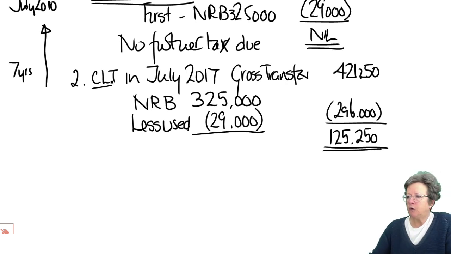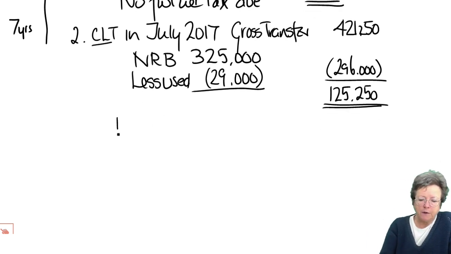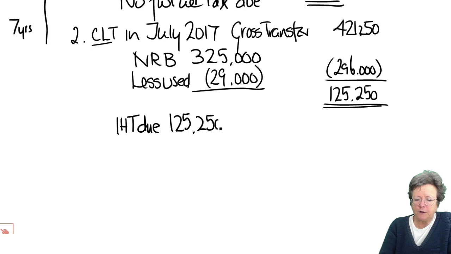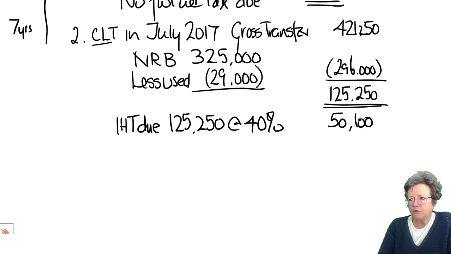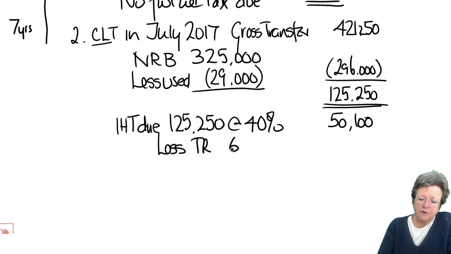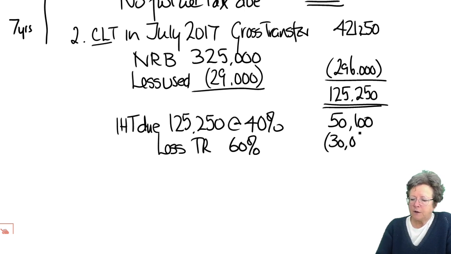Now we've got to work out the tax on that. So the IHT due, 125,250 is due at 40%. That is the death rate, £50,100 less taper relief, 60%, because between 5 and 6 years, £30,060, reducing the tax bill down to that.